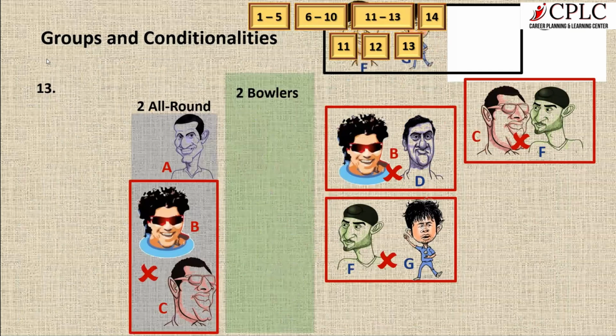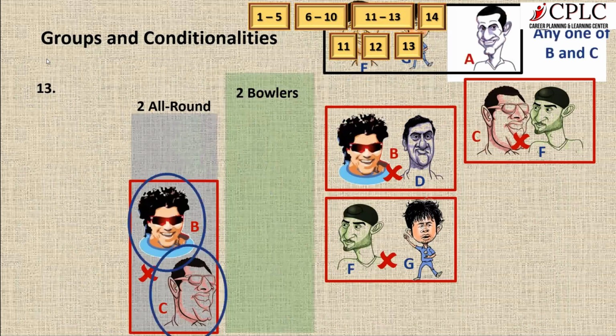Now we need to select two all-rounders. So A will be there definitely, and we can select anyone out of B and C. A is there in the option, hence A is definitely a team member. So as A is definitely a team member, we will select A from the options, that is option 3.